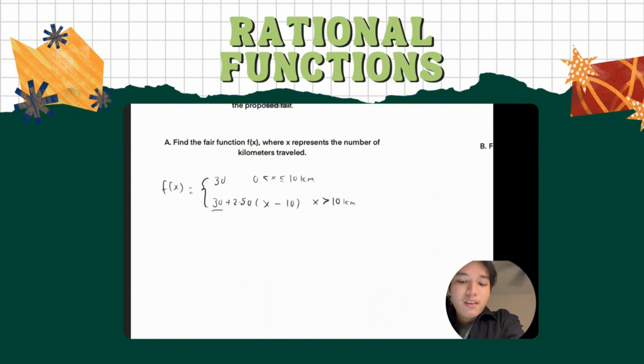If we have traveled less than or equal to 10 kilometers, we pay 30 pesos. And if we travel over the 10 km, we would pay 30 pesos plus an additional 2.5 pesos for each additional kilometer. So that will be for over 10 km. That is the fare function.